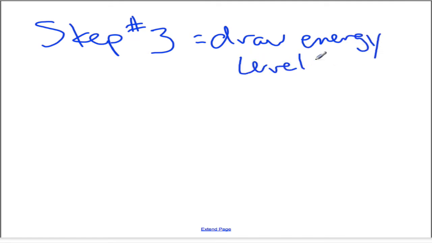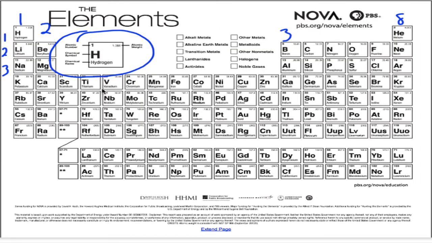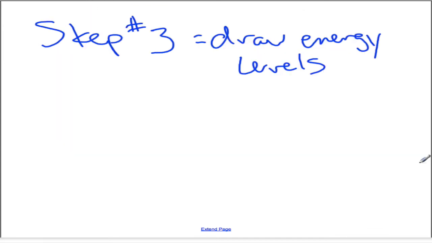Draw energy levels. Now this one you have to remember, we have to go back to our periodic table. The energy levels come from the periods right over here. So carbon, that I was using before, is in that second period. So that's why I knew there were two rings or two energy levels for carbon. All right. So that's what I'm going to use. You've got to draw energy levels. Use your periodic table to do that.